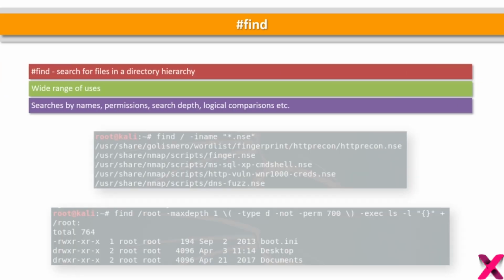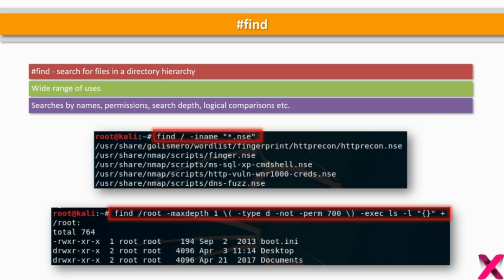So what do we have here? Let me look for, oh, right, it's the find command. Anyway, the find command is one of the most important and certainly frequently used command line utilities in Unix-like operating systems. It's used to search and find a list of files and directories according to the conditions that you specify for files matching arguments. It has a wide range of uses. For example, you can search by names, permissions, search depth, logical comparisons, and the list goes on. But instead of listing, let's try it out.